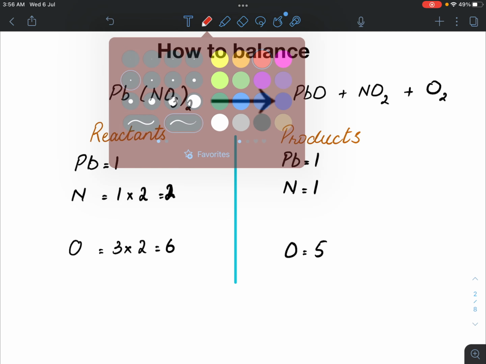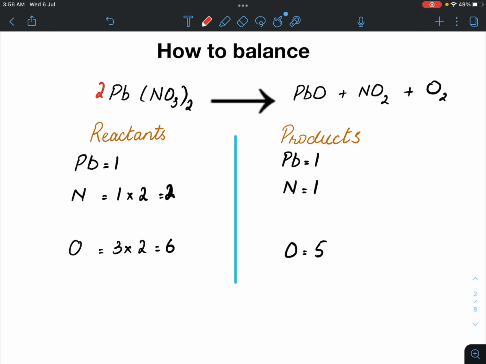Now let's add our coefficients. If I put 2 here, it means that it has to be multiplied with this lead, nitrogen, and oxygen. Let's do it. Lead multiplied by 2, we get 2 lead atoms. I multiply it here as well. I get 2 lead atoms. I put 2 here, which means 2 lead atoms and 2 oxygen atoms. Now we'll count the number of oxygens at the end. I'll be putting my coefficients and the counting later.